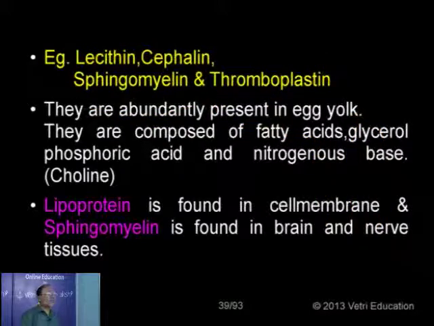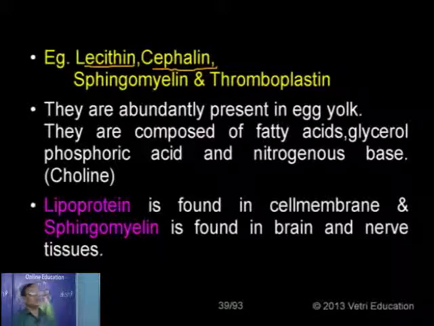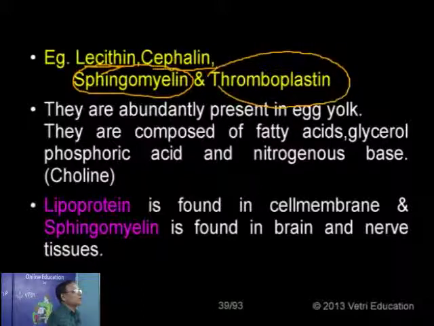Now, what are the main examples of phospholipids? Lecithin, it forms the cell membrane. Cephalin, a kind of phospholipid present in the brain. And then sphingomyelin, another phospholipid present in the brain tissues. And thromboplastin, one of the factors taking part in the blood clotting process, responsible for converting the prothrombin to thrombin, one of the sequences happening during the clotting process. It is one of the factors, thromboplastin.